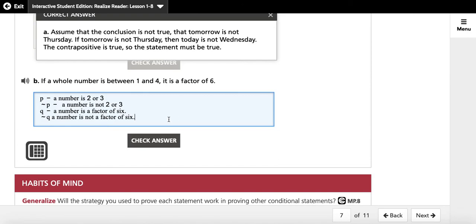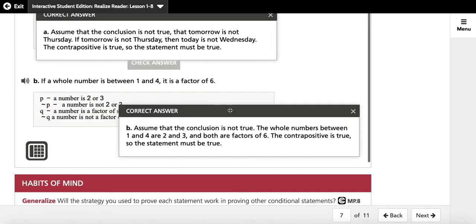All right, can I start with this Q part? A number is not a factor of 6. Okay, if a number is not a factor of 6, the only factors of 6 are 1, 2, 3, and 6. So if a number is not a factor of 6, it can't be those numbers. And right here it says a number is not 2 or 3. Yeah, I think that's it. Let me just see how they probably worded it better than I did.